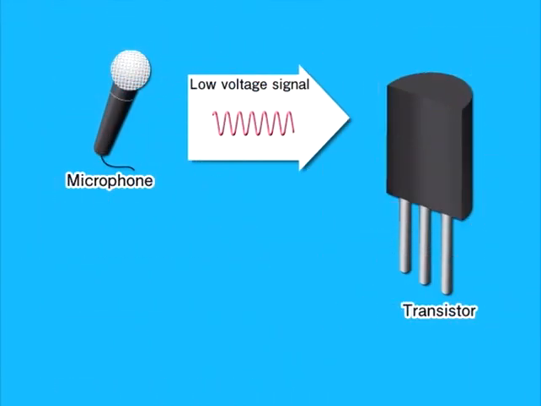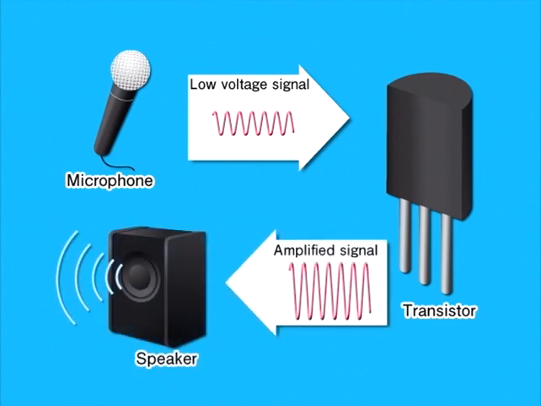A microphone is one example of a device that uses the amplification functionality of a transistor. Without the transistor, the sound produced by a microphone connected to a speaker is small because the electrical signal from the microphone is small. However, by adding a transistor, the electrical signal can be amplified before reaching the speaker, yielding a louder output.